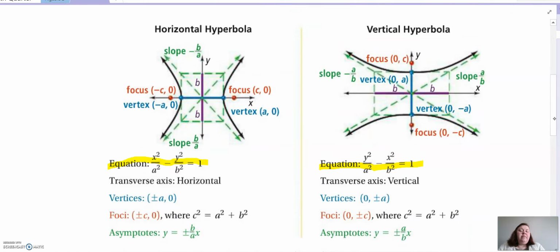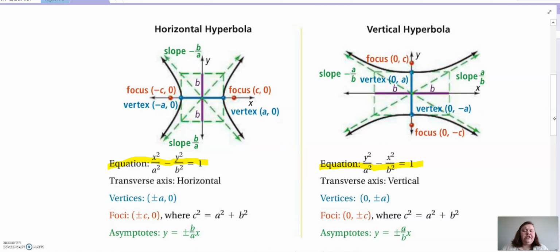Now a horizontal hyperbola is going to open left and right, and a vertical hyperbola is going to open up and down. And you might be wondering, where do they get their names for being horizontal or vertical? Well, it comes down to which axis they're crossing. If you look at the horizontal hyperbolas, they're crossing the x-axis, which is your horizontal axis. If you look over at the right at your vertical hyperbola, it's crossing the y-axis, which is your vertical axis.